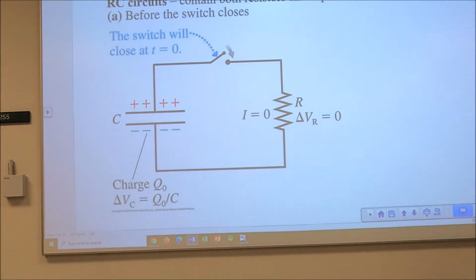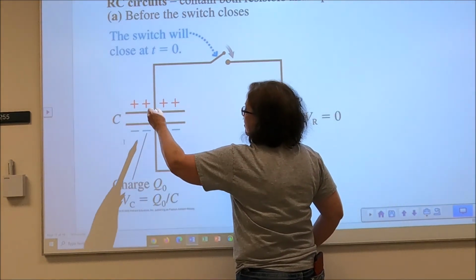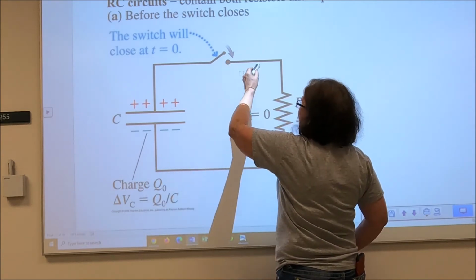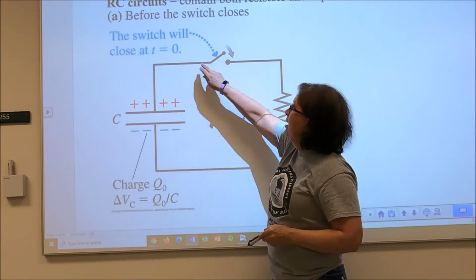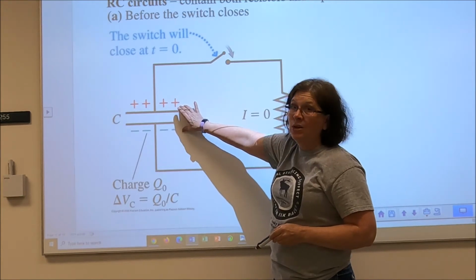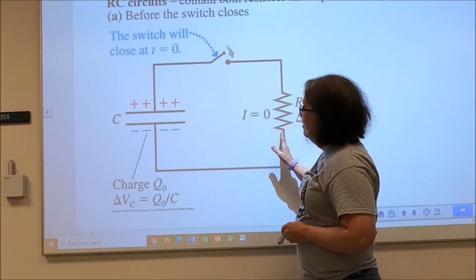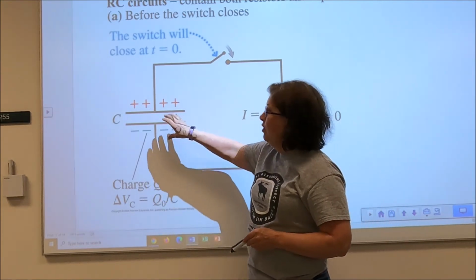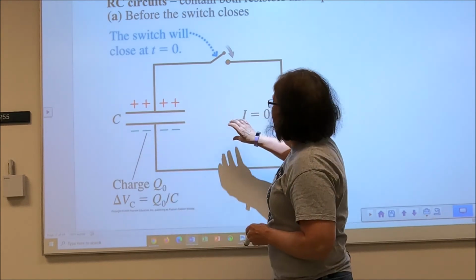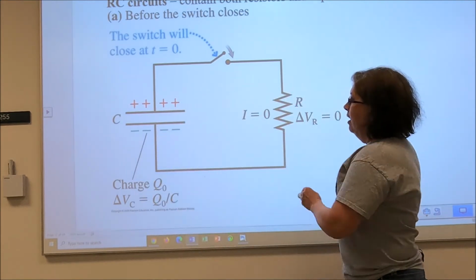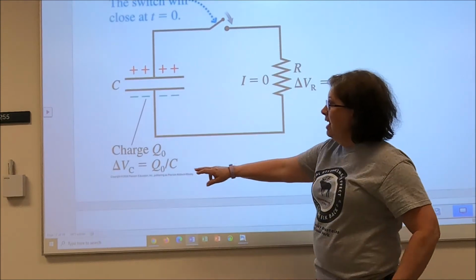Here is our very first example of an RC circuit. RC stands for resistor and capacitor, so an RC circuit contains both a resistor and a capacitor. Here we have a capacitor that's charged, a switch, and a resistor, so that when I close the switch, the capacitor is going to discharge, and the current is going to flow through this resistor, which is going to control how fast this capacitor discharges.